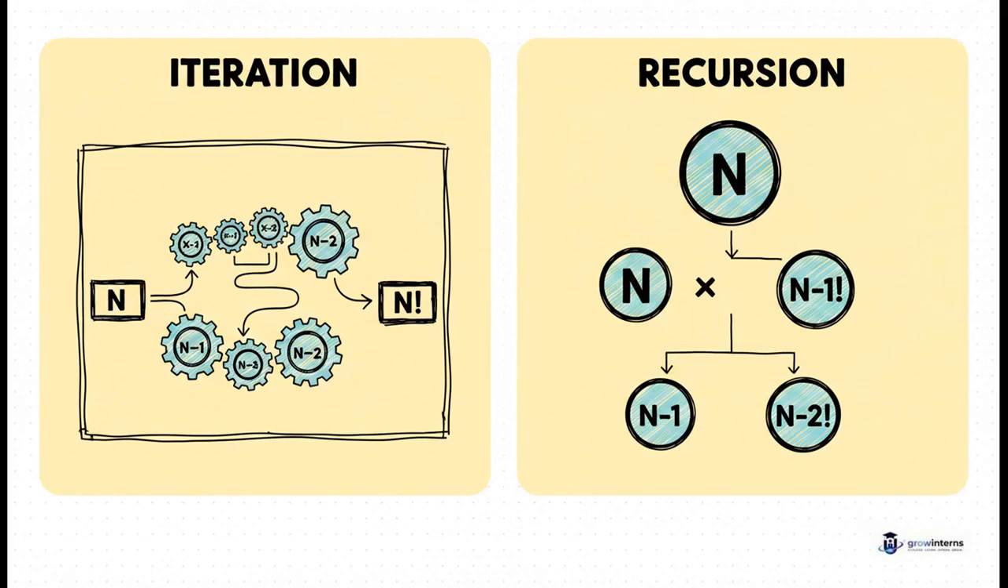And when you look at the code side by side, it's so clear. The iterative version works fine, with a loop multiplying everything up. But the recursive version, it's practically a direct translation of the mathematical definition. Factorial of n is n times factorial of n minus 1. It's clean, it's concise, and that elegance is exactly why programmers get excited about recursion for problems that are structured this way.